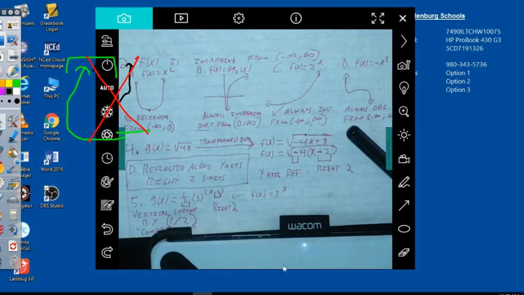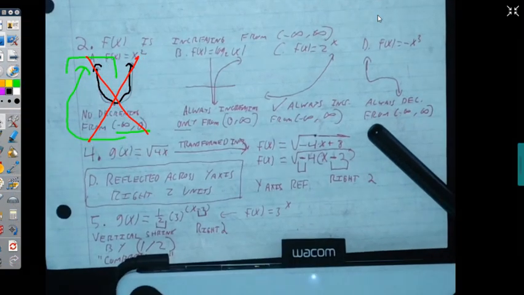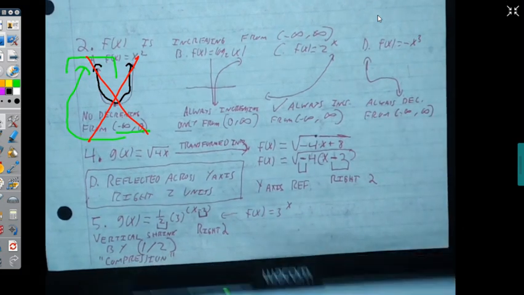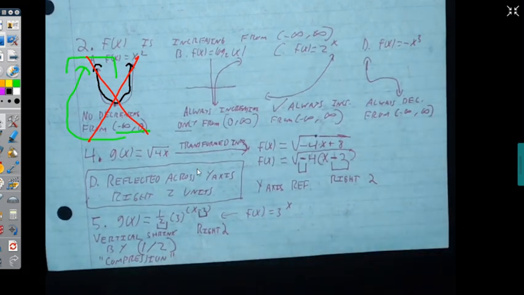Going back to the original function, right here, the logarithmic function is always increasing, if you can follow along. But while it is always increasing, it is only increasing from 0 not inclusive to infinity. Because it's only increasing from 0 not inclusive to infinity, it's not increasing from negative infinity to positive infinity.